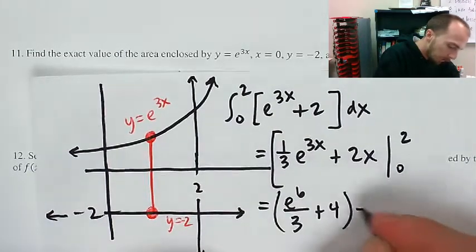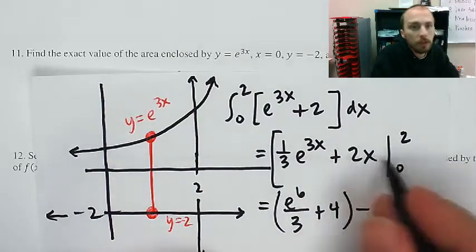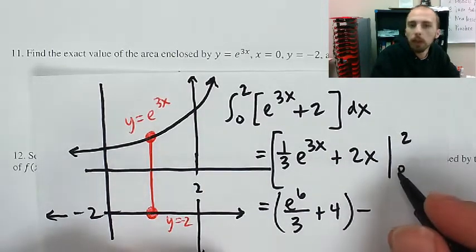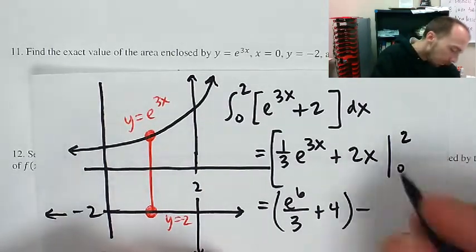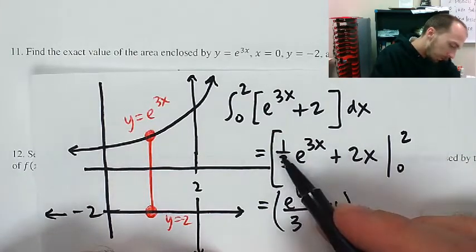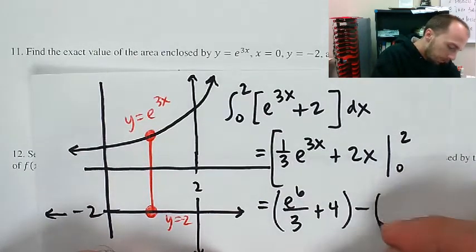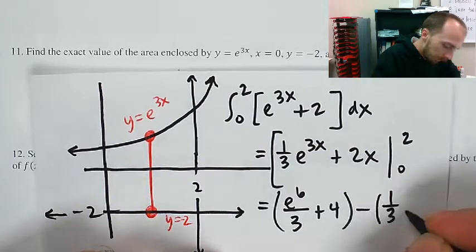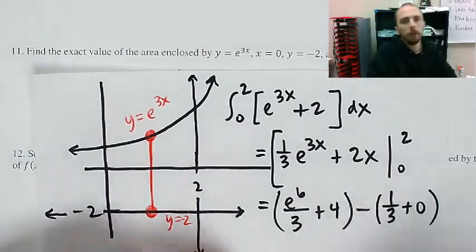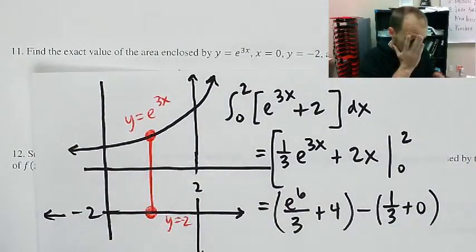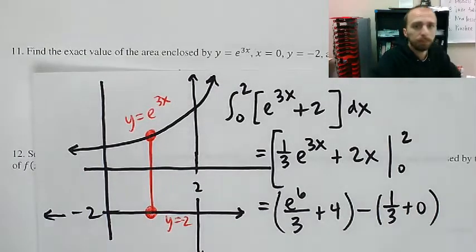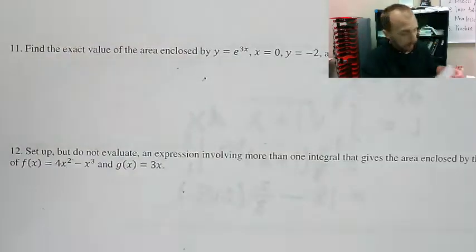plus 4 minus, when I plug in 0, it's not just going to be 0. You can't automatically ignore anything when the bottom bound is 0, because when I plug in 1/3 e to the 0, that's 1/3 of 1. And then plus 0. Okay, and that's a good solid exact value. You could turn that into a single fraction if you felt like you had to, but I'm telling you, you don't, so I don't see why you would.